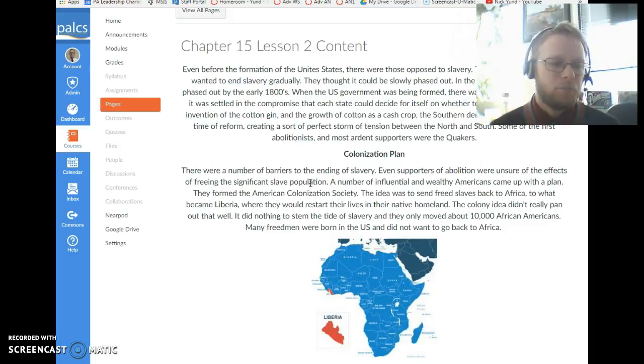They basically purchased land over in Africa for free slaves, where the free African Americans would move and basically restart their lives in their native homeland. The colony idea really didn't pan out, however. They only ended up moving about 10,000 free African Americans. The problem was many of the free African Americans really had no ties to Africa anymore. They were born in the United States, and the United States was their home.